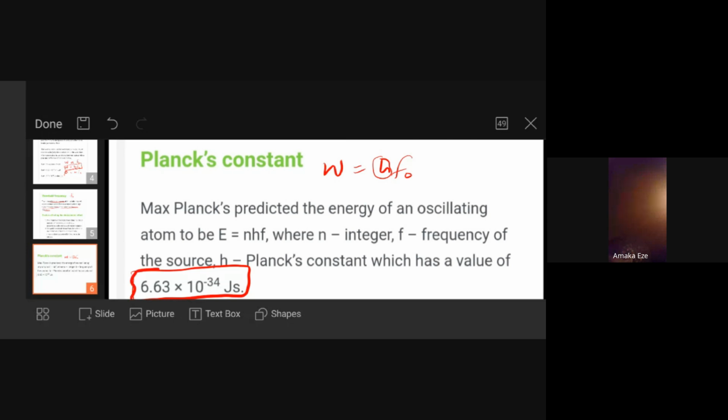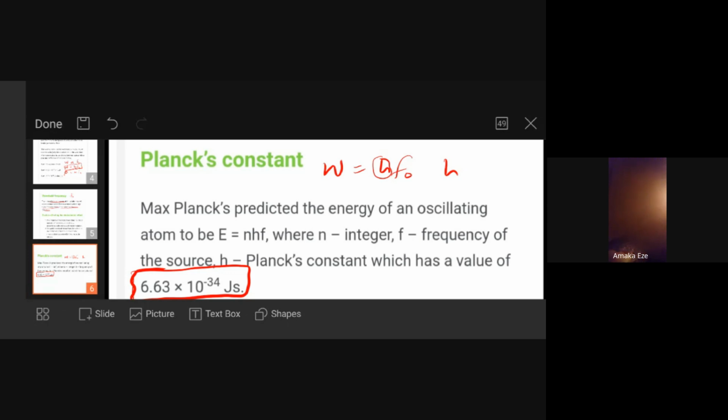Anytime you see Planck's constant, the symbol is h, small letter h. Once you see this Planck's constant in a question, or you're solving a problem that involves using Planck's constant, have it in mind that the value of that h is given as 6.63 times 10 to the minus 34 joule second. And that is it. And of course, it was Max Planck that predicted the energy of an oscillating atom.